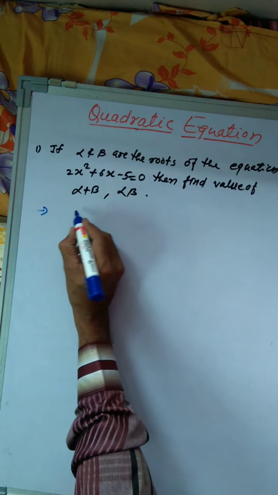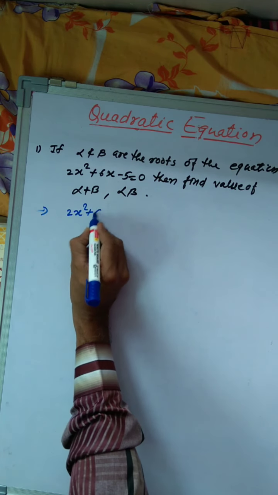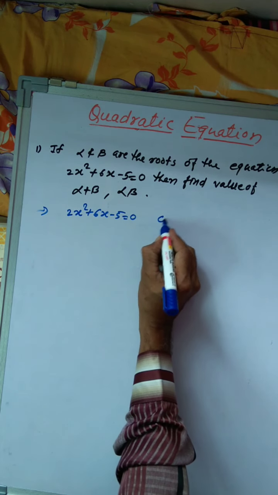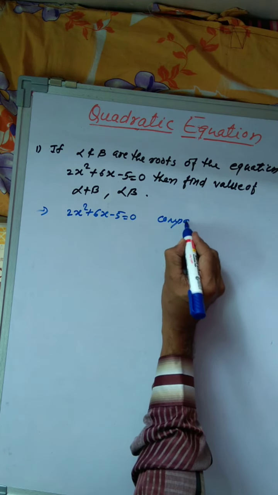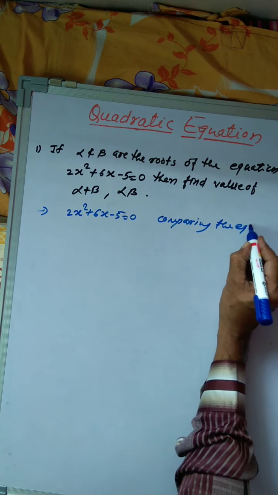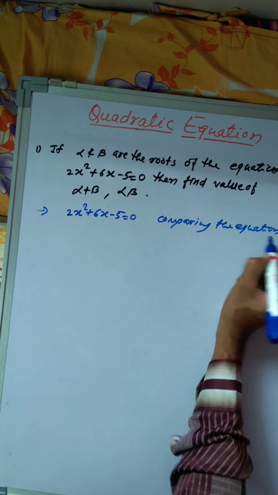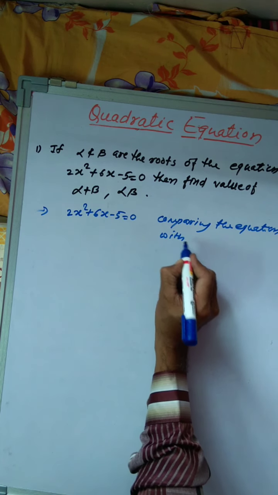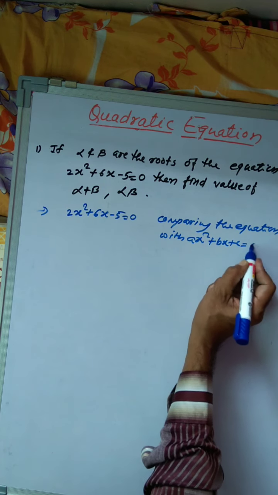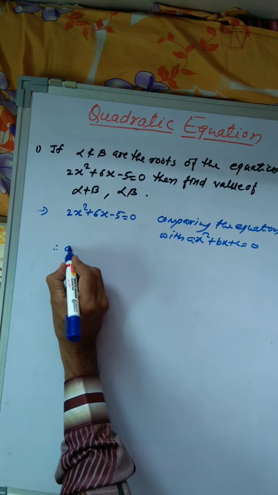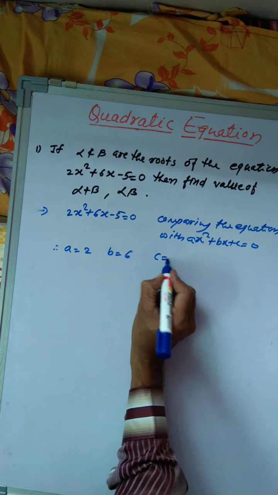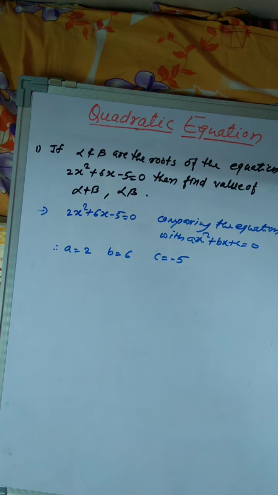Comparing the equation 2x² + 6x - 5 = 0 with ax² + bx + c = 0, we get a = 2, b = 6 and c = -5.